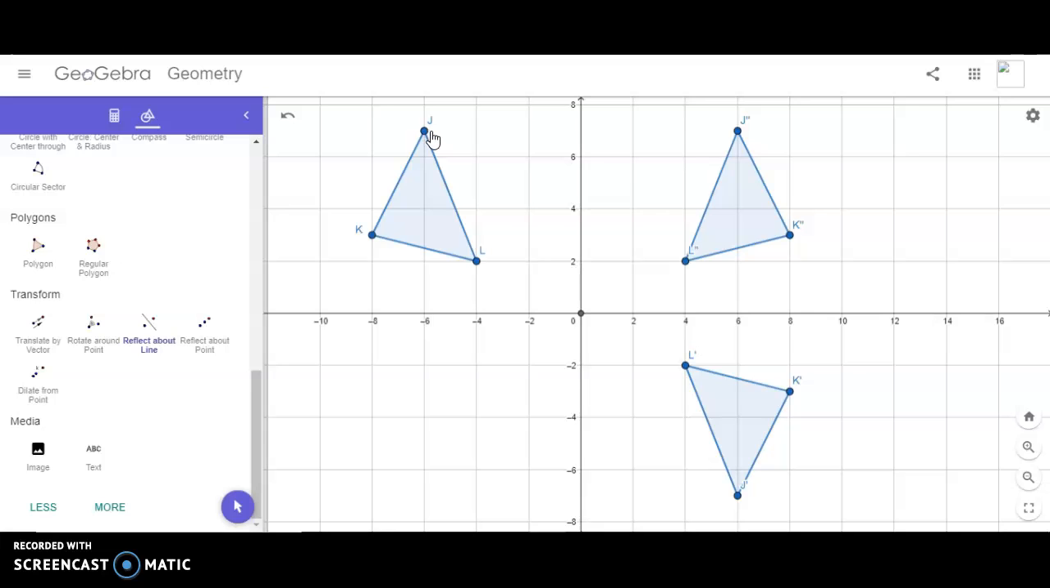Again, the transformations that I performed were a rotation of JKL 180 degrees counterclockwise around the origin, and then I reflected J prime, K prime, L prime across the x-axis.